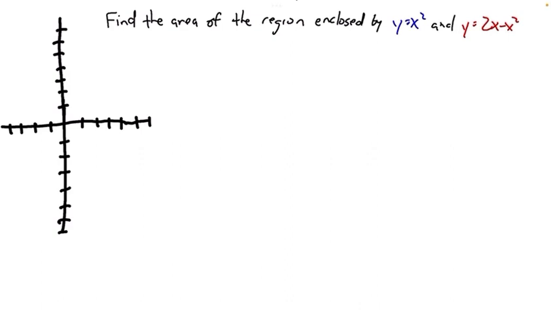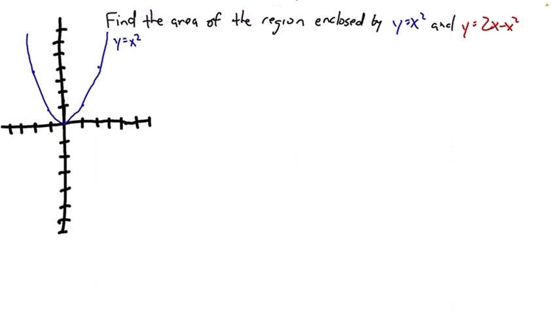Okay, so the first thing I want to do is just draw this so we'll have a visual representation. So first, y is equal to x squared. Remember, this is a parabola. And this is y is equal to x squared. I put it in blue just to try to color code it.